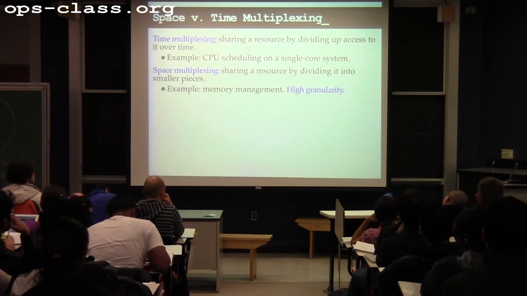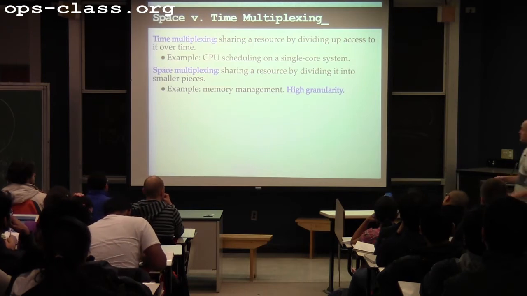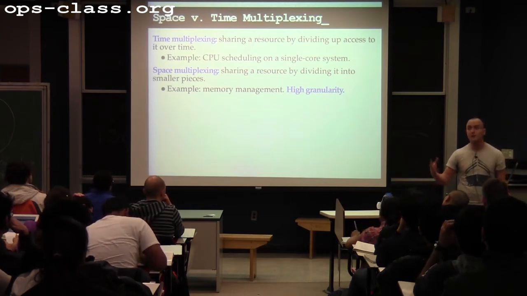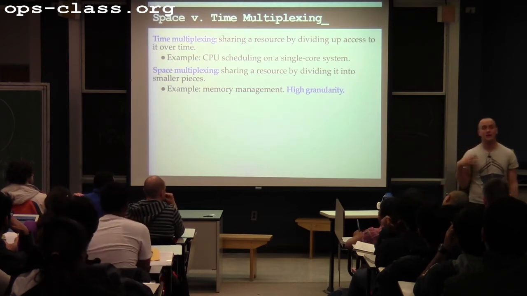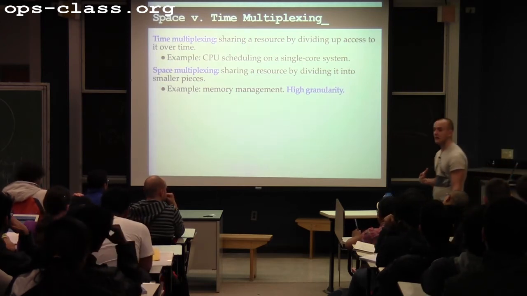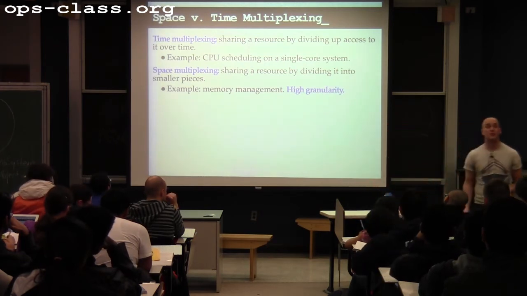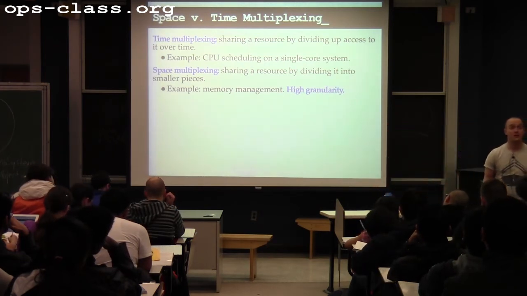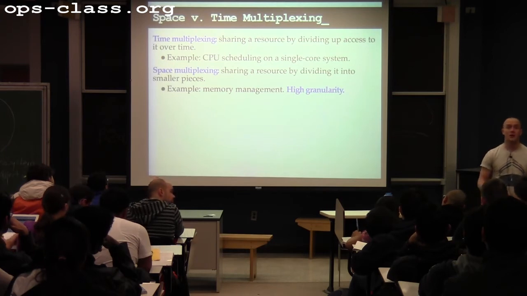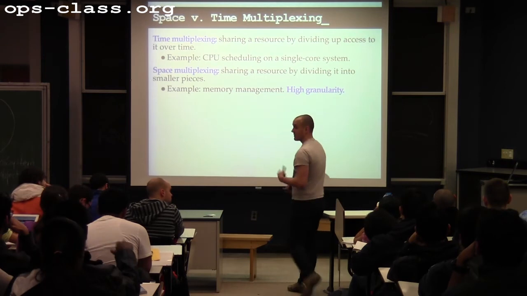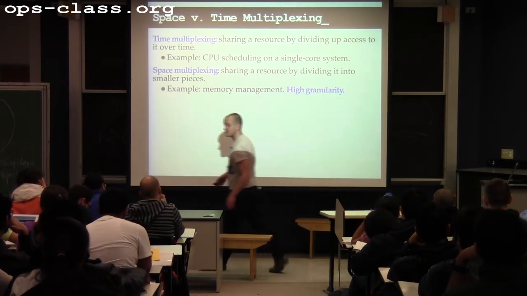Space multiplexing, on the other hand, is the idea of sharing a resource by dividing it into little pieces. And these resources can be used essentially simultaneously. The memory banks on your system are set up in a way that they can be handling lots of different requests at the same time. You can have overlapping requests to memory banks, which are being served by the same underlying physical memory chip.